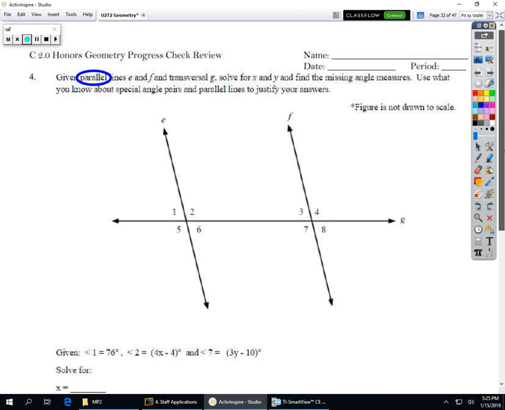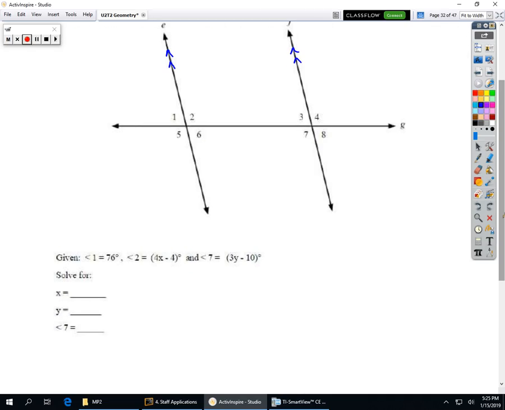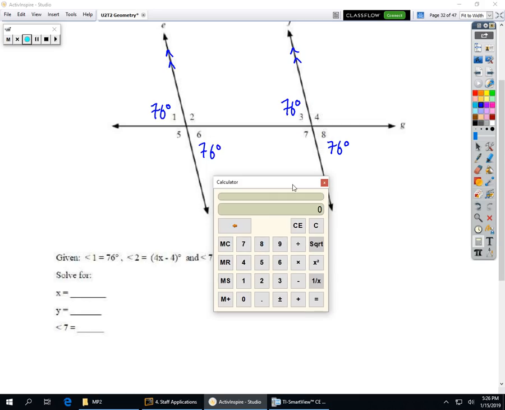More parallel lines. In this case, E and F are parallel. I need to find some of the missing information here. I need to find x, y, and an angle measure. They only gave me that 1 is 76. You always want to do vertical angles first. If that's 76, then that is 76. Because they're parallel, I'm allowed to use corresponding angles. 76 and this is 76. That's 76. And now I can use supplementary angles, meaning 2 angles that add to 180 to find the rest.